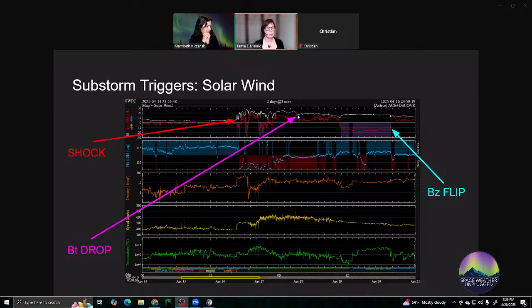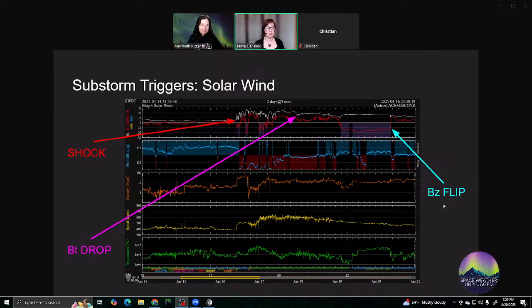From a BT drop, it acts very similar to a BZ flip. You just get a significant reduction in how much energy is being fed into the magnetosphere, so it doesn't have to maintain the same configuration. It's just gonna kind of shed something, sort of like shedding for the season. Yeah. You don't need all that fur. You're just gonna drop it all at once, and then yeah, you're dealing with a substorm then. And for BZ flip, it's the same thing.